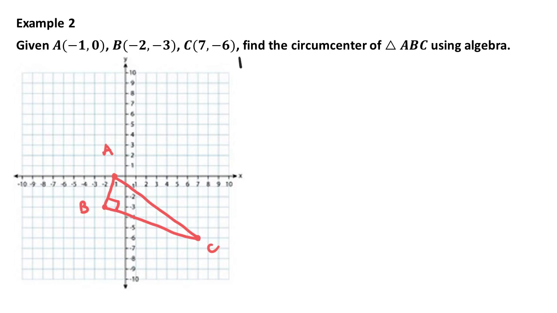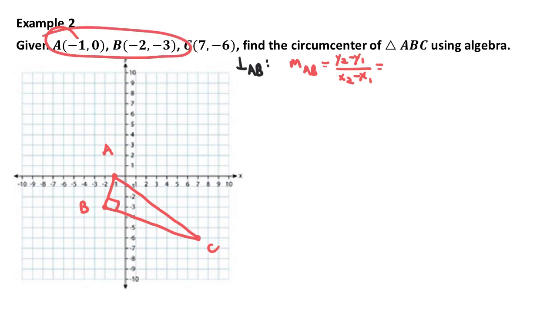Let's get started. To get the perpendicular bisector of AB, we have to first get the slope of AB, which I'll remind you is y2 minus y1 over x2 minus x1. All right, keep your attention right here. We've got negative 3 minus 0 over negative 2 minus negative 1, or negative 3 over negative 1, which is 3. And it looks like the slope of AB is 3.